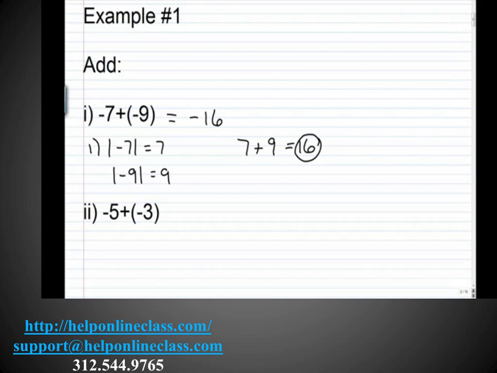Okay, so for part two, we have the same situation, a negative plus another negative. So negative 5 plus negative 3. And without doing all this, I'm going to ignore the signs, right? I just want to add the absolute values. So I want to do 5 plus 3, that's 8. And then I want to attach the common sign to my answer. The common sign is negative, so I'm just going to attach a negative sign. So my answer there is going to be negative 8.